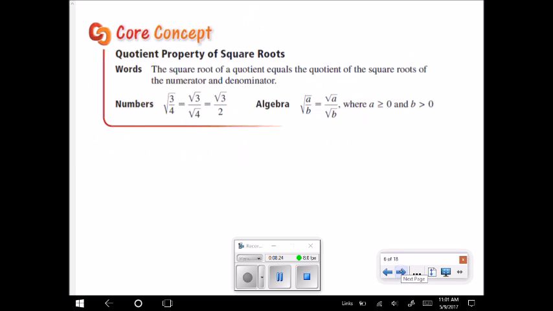Okay, next part here, we have the quotient property, which is pretty much the same thing as the product property. So the square root of a quotient equals the quotient of the square roots of the numerator and the denominator. Okay, so the square root of 3/4, like we said, we can't have a fraction underneath that radical. So we're going to separate it out, square root of 3 over the square root of 4, and then simplify from there. We would have the square root of 3 over 2. Again, A needs to be greater than 0, B needs to be greater than 0. And B cannot equal 0 because we can't have that in the denominator.